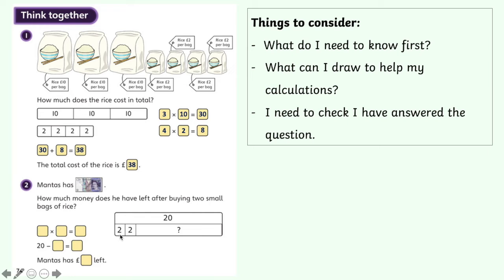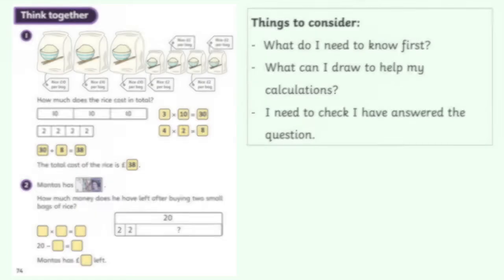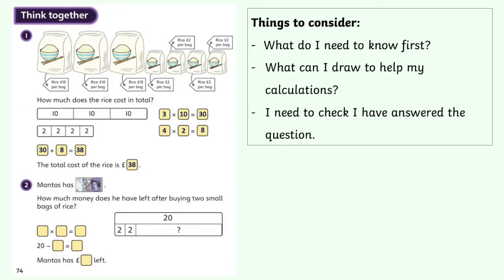Have a go. Click pause. How much has he spent on those 2 bags of rice? Did you get it? It's a nice straightforward calculation. 2 times 2 equals 4. You can even just add them together. 2 and 2 more makes 4. Now we know that Mantis has spent £4, we're ready to work out how much he has left over.